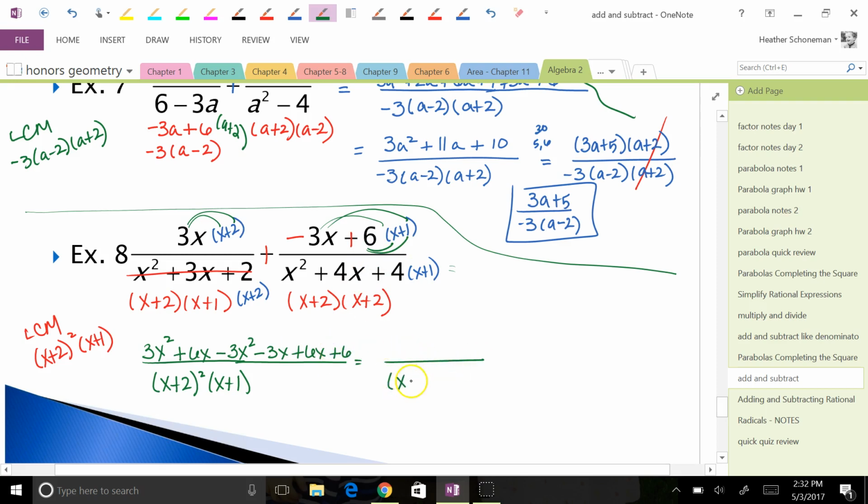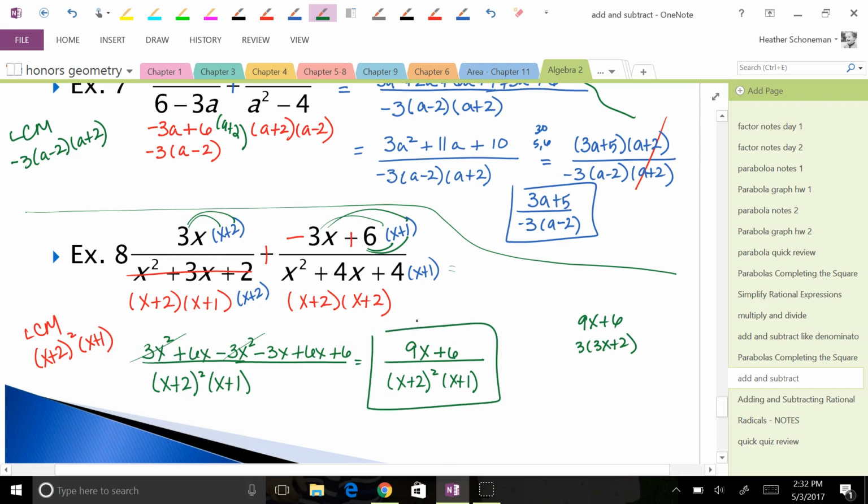So now when we simplify the numerator, okay, good news, the 3x squareds cancel out. We have 6 minus 3, which would be 3, plus another 6 would be 9x plus 6. Now, the 9x plus 6, you can take out the 3, but even if I do that, nothing will factor. So this is my final answer.